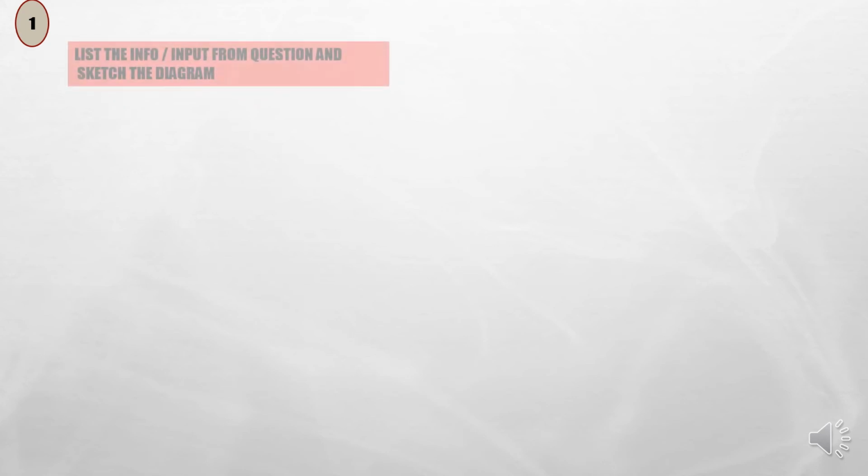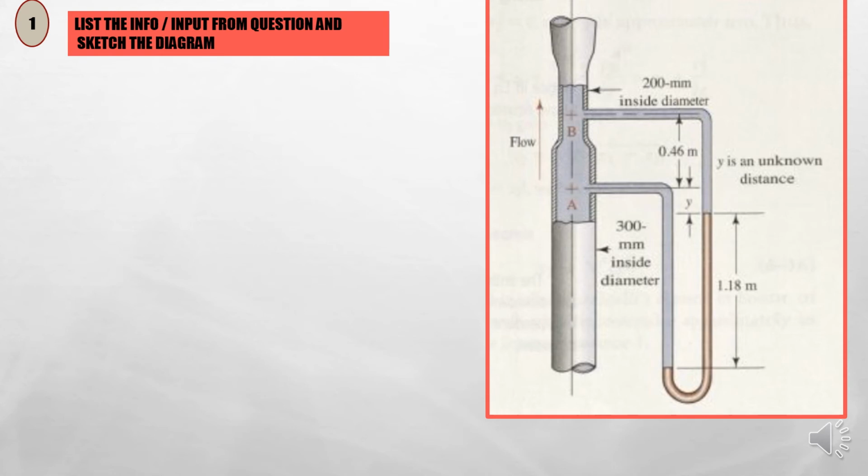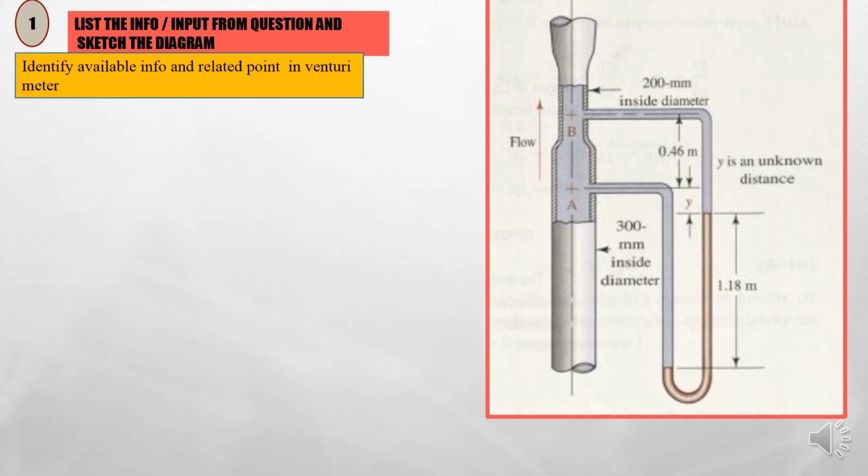As usual, you have to sketch the diagram and try to get as much information from the diagram as possible, to write down as input. First, you have to identify the available info and related points in the Venturi meter. We know that we have to find VA and QA, which is located at this point. So A is located at this point. Which point do we need to relate? I think the information is available only at point B.